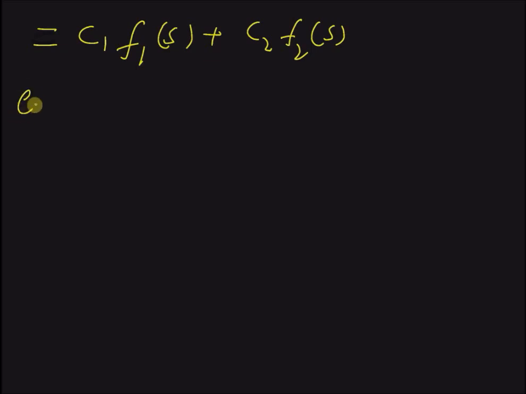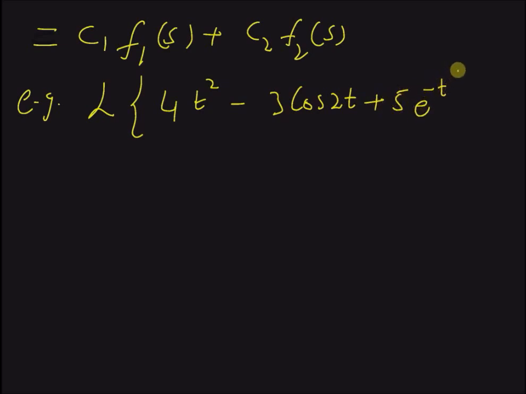Now let us look at an example. Consider the Laplace transform of the following linear combination, that is 4 times the function t square minus 3 times function cos 2t plus 5 times e power minus t. Clearly, f1 of t is t square, f2 of t is cos 2t, f3 of t is e power minus t. From the property, it is clear that it can be extended to more than 2 functions.